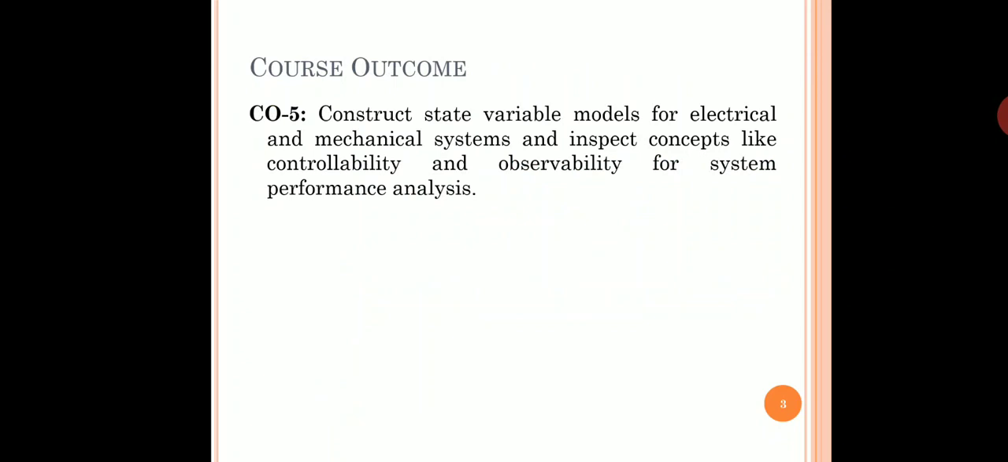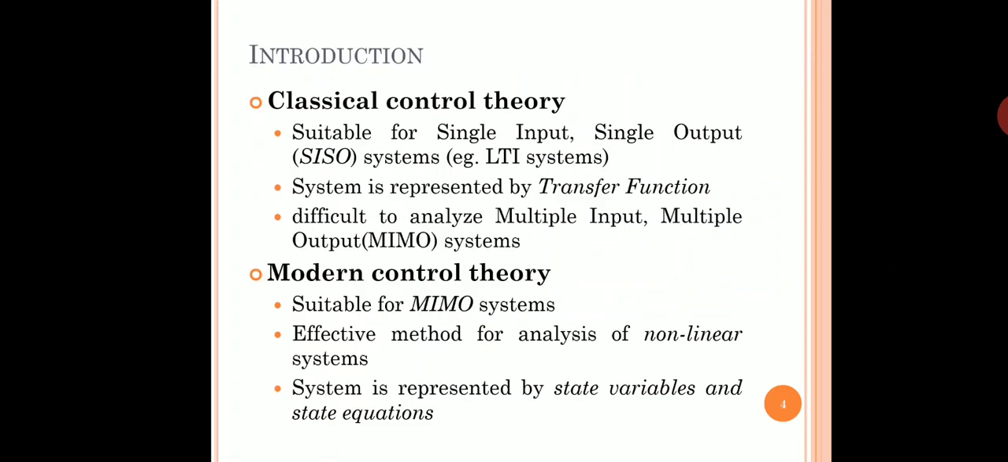Coming to the course outcome of this unit, we are going to construct state variable models for electrical and mechanical systems and inspect concepts like controllability and observability for system performance analysis. In this particular video, we are going to cover a state variable model for electrical systems. The further part of this unit will be covered later.